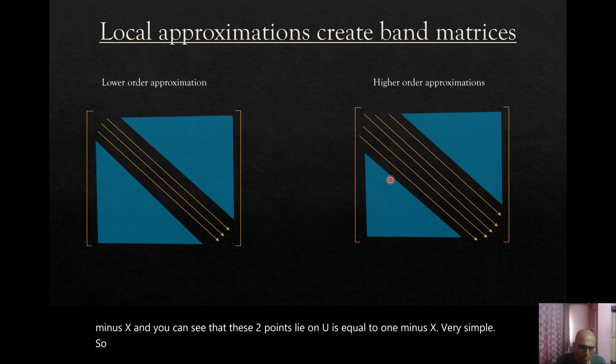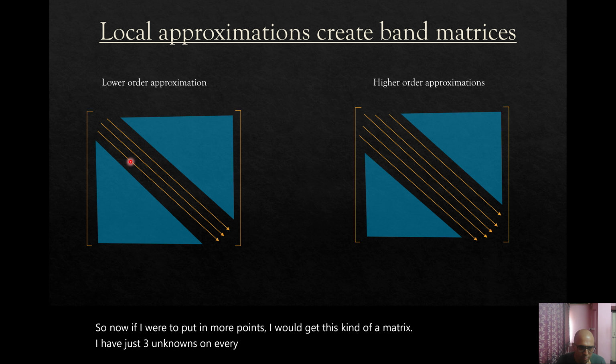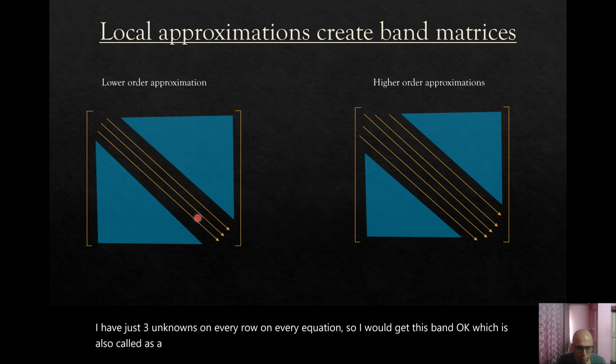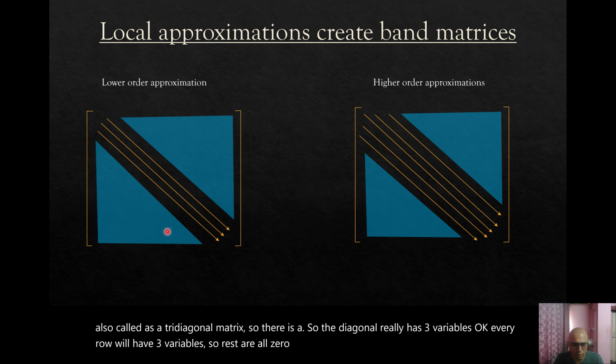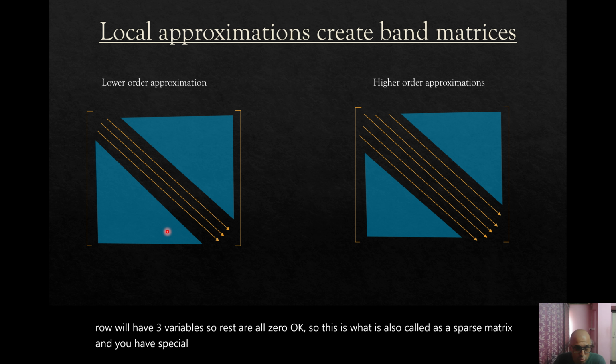Now if I were to put in more points, I would get this kind of a matrix. I have just 3 unknowns on every row, on every equation. So I would get this band, which is also called a tri-diagonal matrix. The diagonal really has 3 variables, every row will have 3 variables, so the rest are all 0. This is what is also called a sparse matrix, and you have special linear algebra libraries used for solving these kinds of matrices.